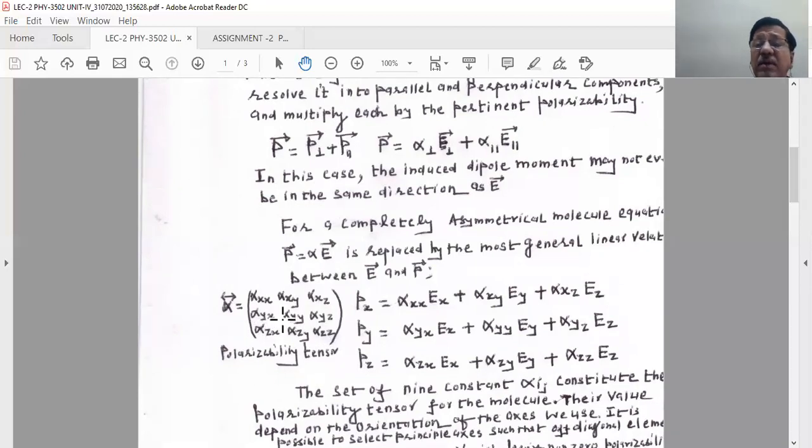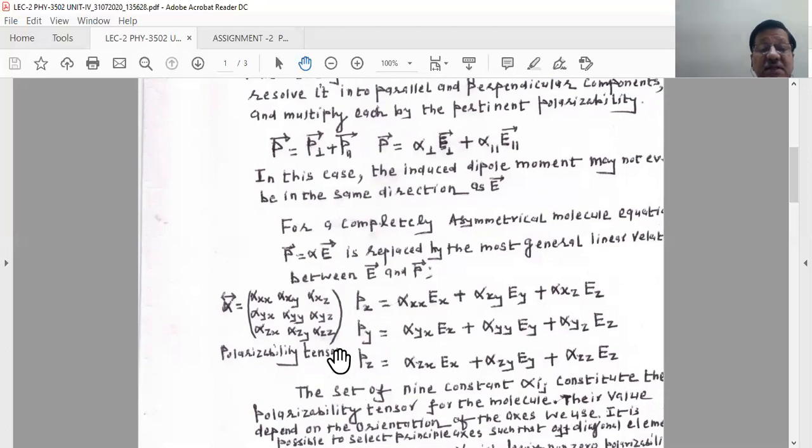And now the problem is that since we are physics students, we have the freedom to select the coordinate axis. So we select a coordinate axis in such a manner that we select a principal axis, and we set our molecule in such a manner that the off-diagonal elements, that is alpha xy, alpha xz, alpha yx, alpha yz, alpha zx, alpha zy, come out to 0. We can set them 0.